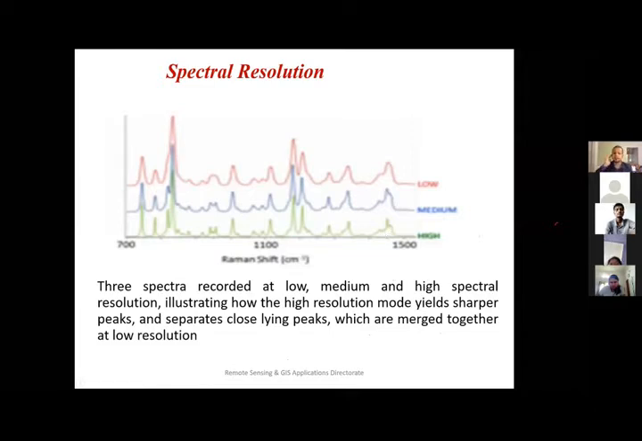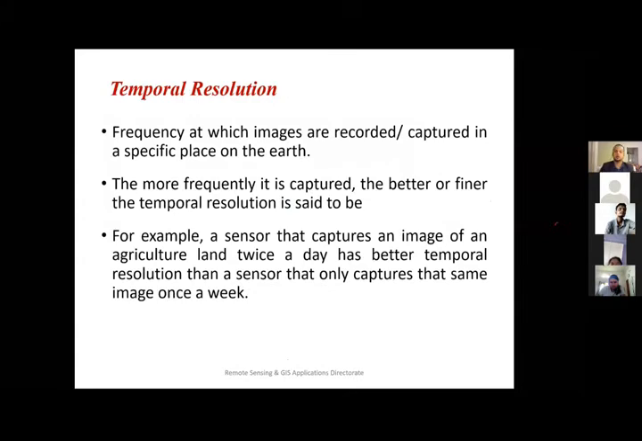Now coming to the next, temporal resolution. This is one of the most interesting parts of remote sensing, where we can go back in time to see how certain things or certain processes on the Earth's surface can be viewed back in time. So what does temporal resolution mean? It is the frequency at which the image is recorded at a point.